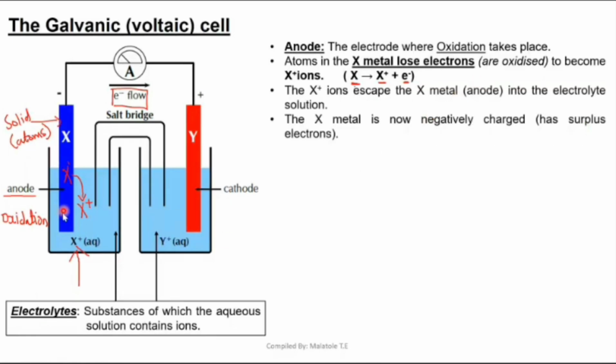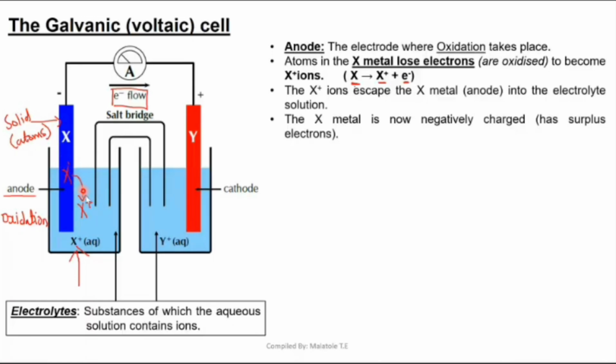The blue anode, which is the blue electrode there, is now going to be negatively charged, that's why we have that negative there. Why is it becoming negatively charged? It's because there are surplus electrons. Where are we getting those electrons? The X atoms would have lost the electrons and left them here.